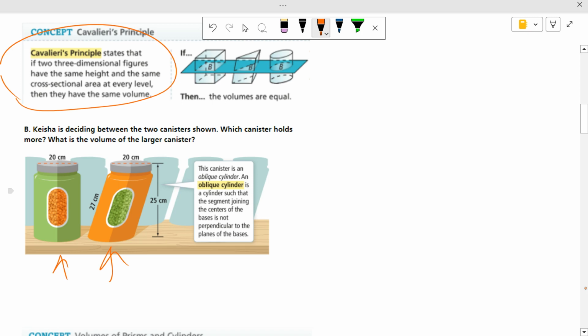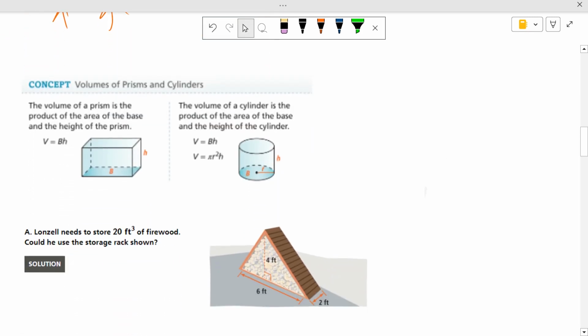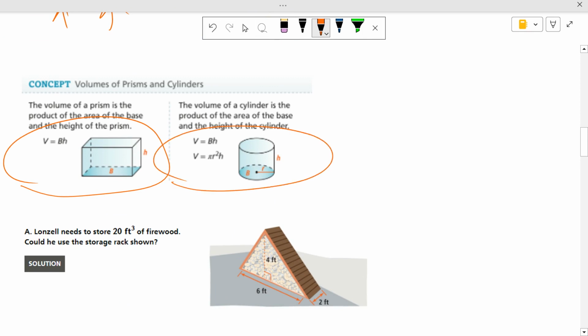So, the height of each of these is 25. The diameter of each of these is 20. So they're each going to have the exact same volume. So, the volume is the area of the base times the height. When you have a prism, it's the area of the base times the height. When you have a cylinder, it's the area of the base times the height. But what we do with the cylinder is we know the area of the base is going to be pi r squared. So we just say pi r squared h.